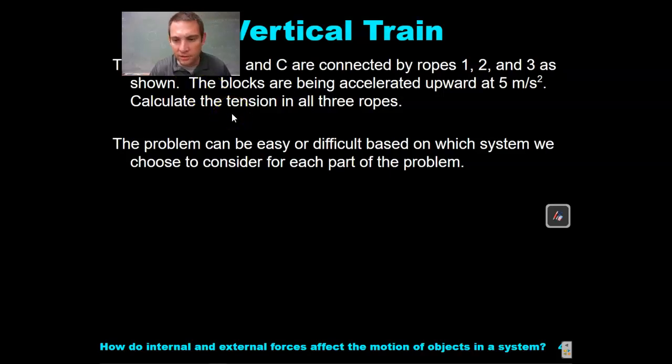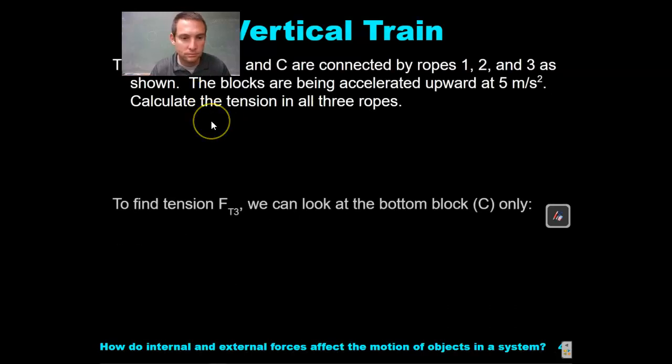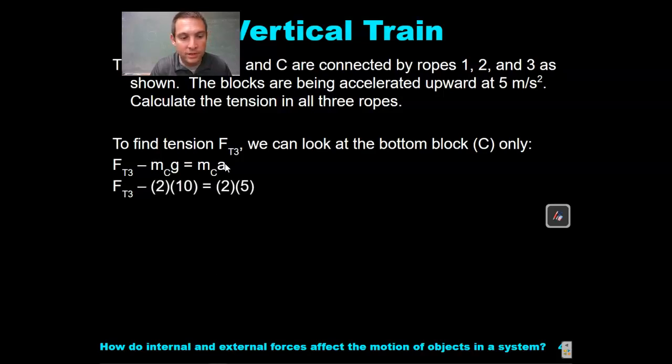Alright, so it can be easy or difficult depending on what we choose as our system. To find tension 3, we're going to look at the bottom block only, because tension 3 is the only tension that is acting on block C. So we're just subtracting out the weight, which we already know. We were given the acceleration of the entire system, so that's going to be the acceleration for block C. And then we solve for FT3 to be 30.